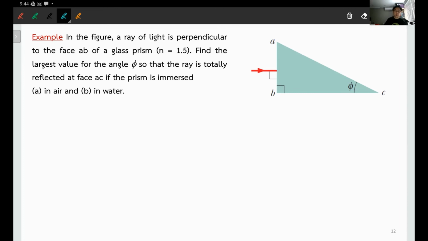Okay, so A and B are not going to be much different, because it's just the incoming n. In part A, it's going to be air. The incoming n for part B is going to be water. That's all. Okay, so let's start with part A.